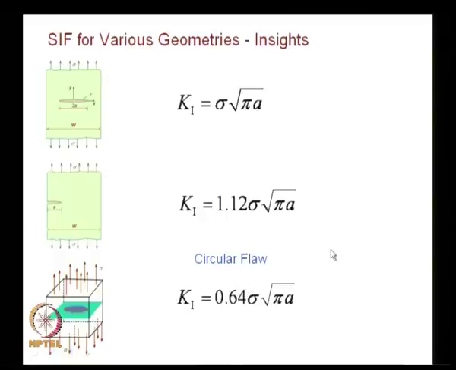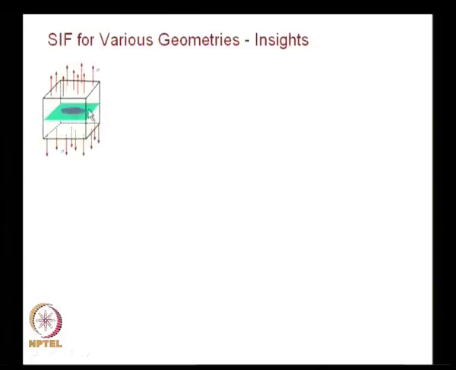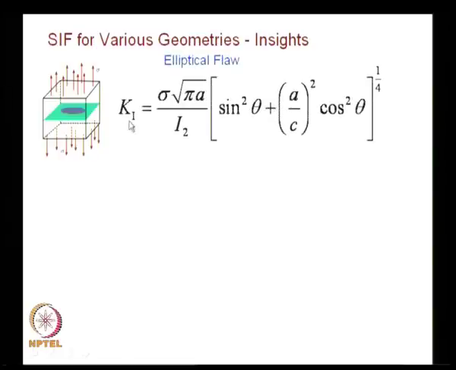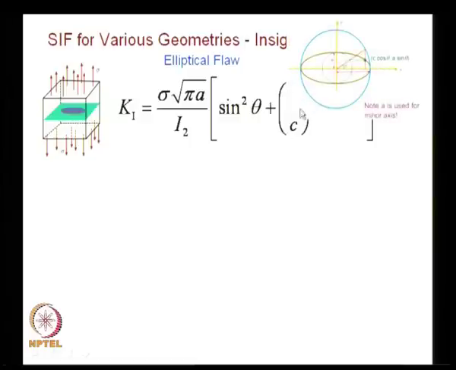After the circular flaw, we had moved on to an elliptical flaw, and only in an elliptical flaw we noted that the stress intensity factor can change from point to point on the crack front, and that definition is given here. You have sigma root pi a divided by I2, and you have a function related to theta, and we have also noted when you specify theta how to locate the point on the ellipse. If I have theta like this, you drop a normal and this hits this ellipse at this point. So, for this point the stress intensity factor is given.